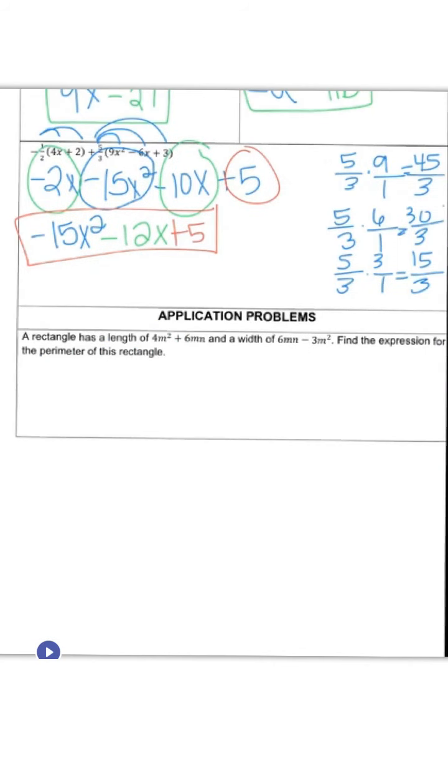Alright, so now let's do this application problem. So we have a rectangle. Go ahead and draw a rectangle that has a length of 4m squared plus 6mn, and a width of 6mn minus 3m squared. And we want to find the expression for the perimeter of this rectangle.